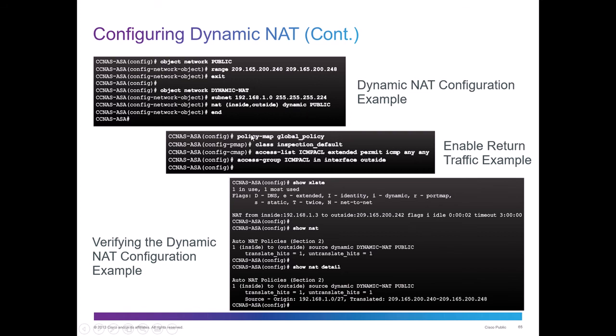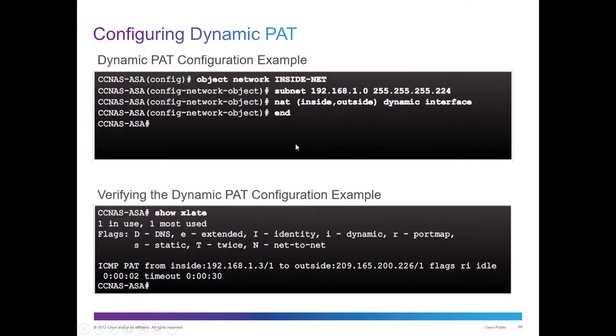All right, you can create a policy map called global policies. You can do the class inspection defaults and the access list ICMP, extended permit ICMP any. This is to enable the return traffic if you wanted to. Here's a good example of PAT. You type in the object network inside NAT. Here's the subnet for it. And you type in the NAT inside outside dynamic interface. And that's it, on the inside and the outside, going back and forth, and they'll be translated.